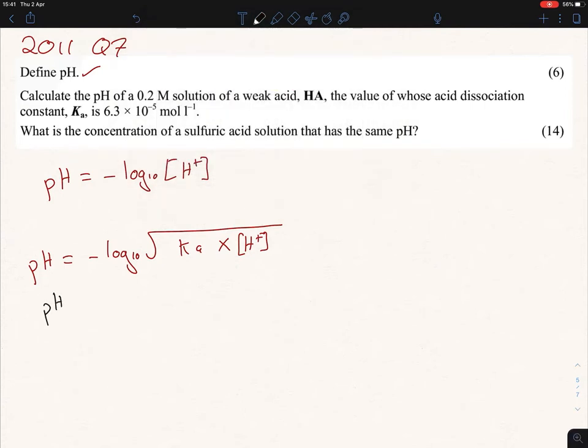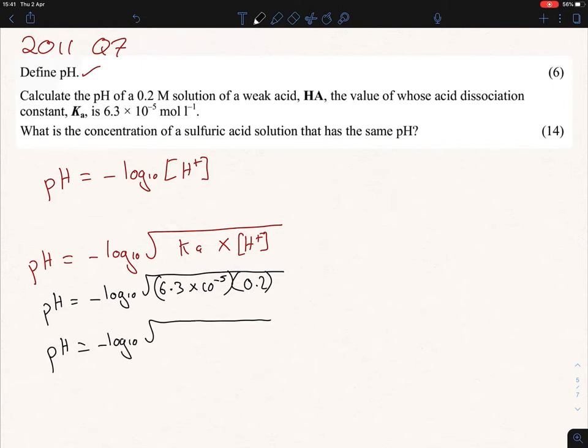pH equals minus log square root, and we're dealing with 6.3 times 10 to the minus 5, and I put these in brackets multiplied by 0.2. Close the brackets. Okay, so we're going to sort out the brackets first, because if you don't, you're going to make a mistake. Almost guaranteed. Okay, so just be careful with that.